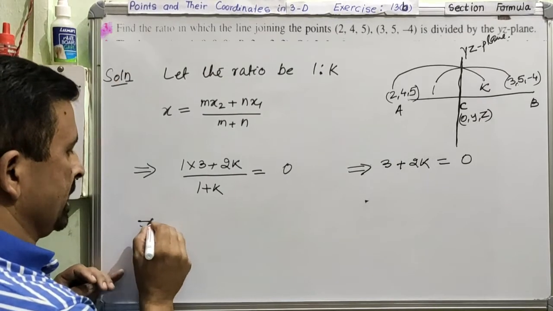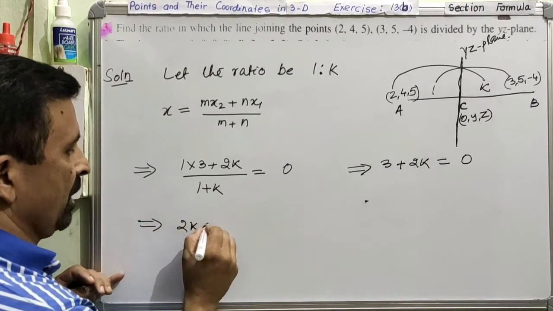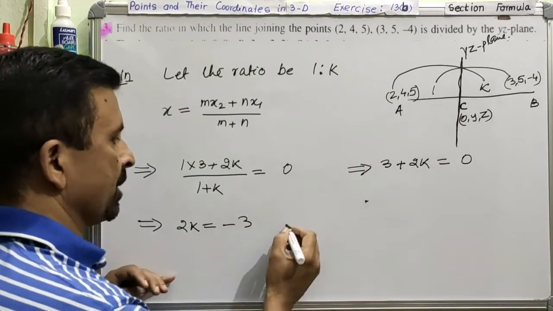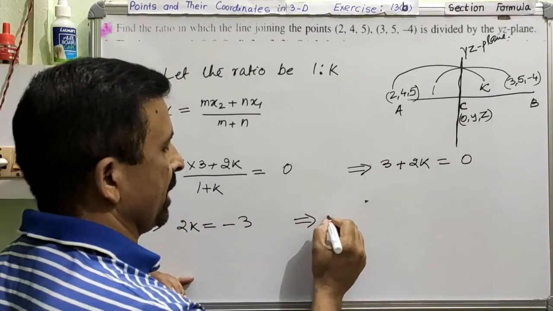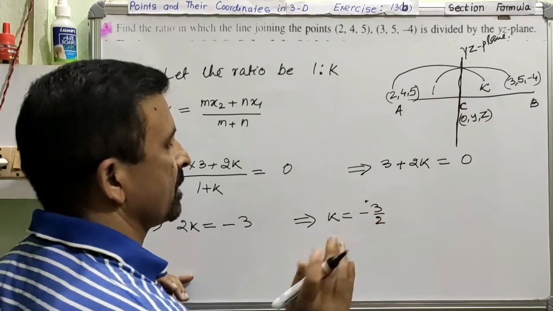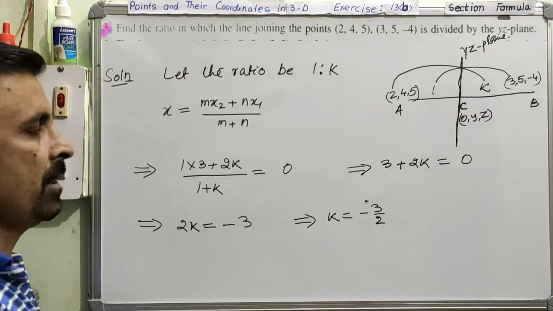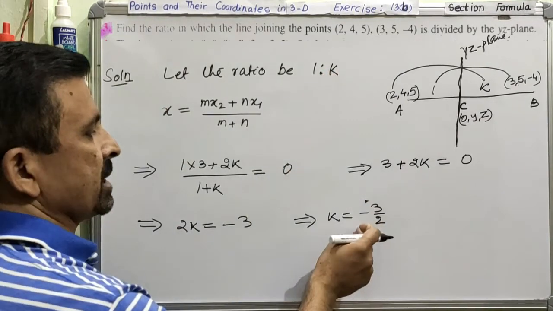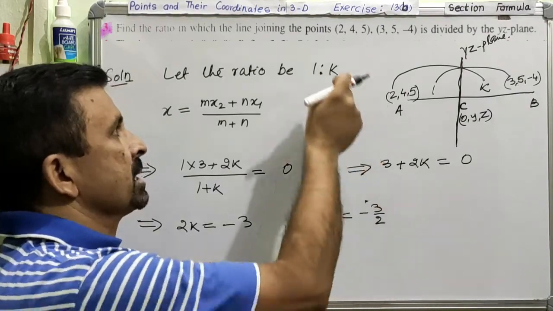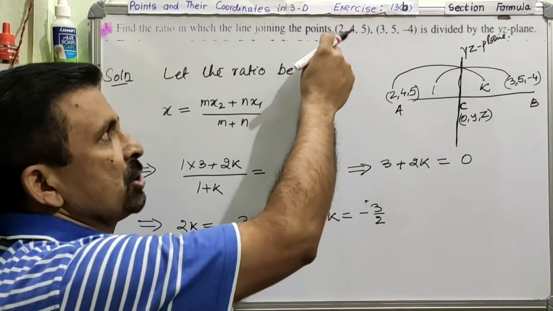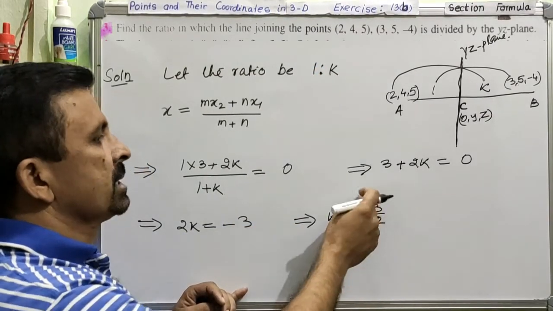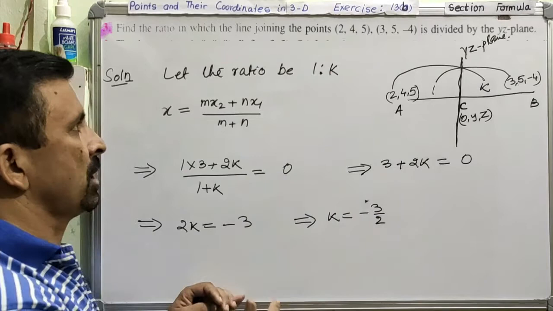So this implies your 2k will be equal to 3 will go to that side, will become negative, minus 3, right? And this implies your k will become equal to negative 3 over 2. See here, you got the value of k, no? Now we will put this here in this part. This is not the final answer, okay? You have just calculated the value of k. Now when you put this in the assumed ratio and simplify, you will get the final ratio. So I am now going to insert this value in the solution.